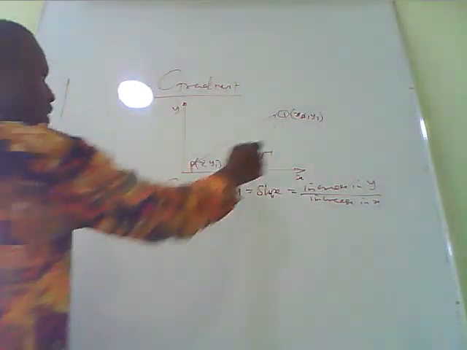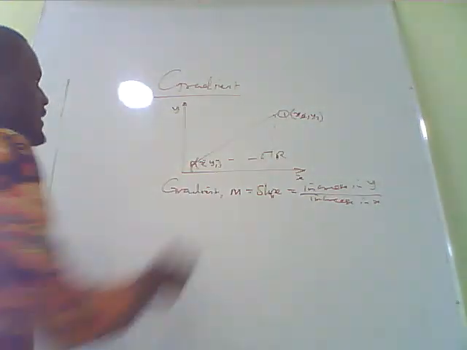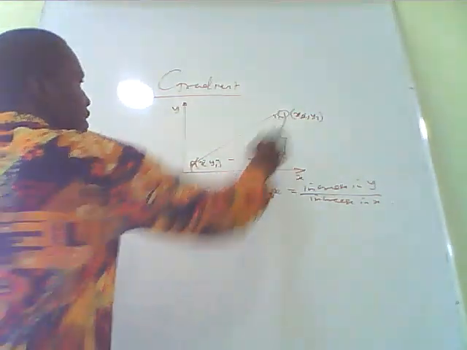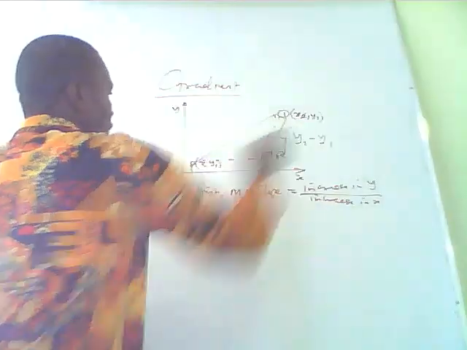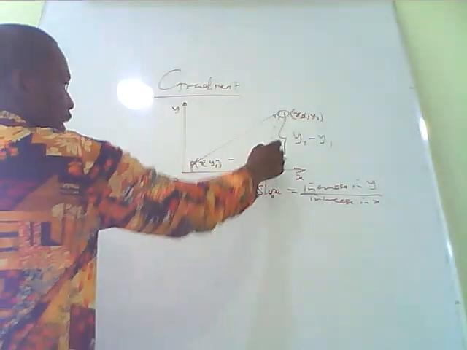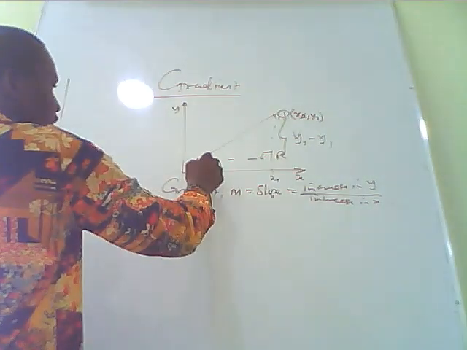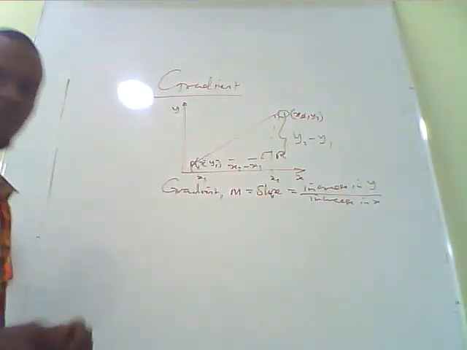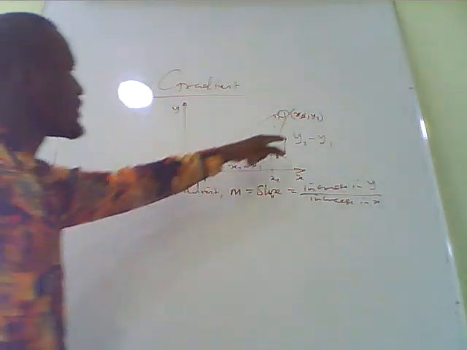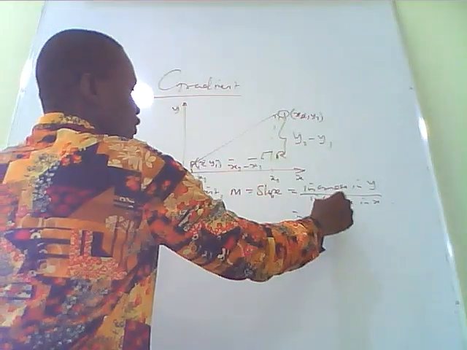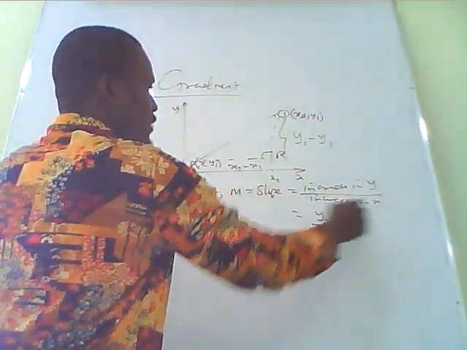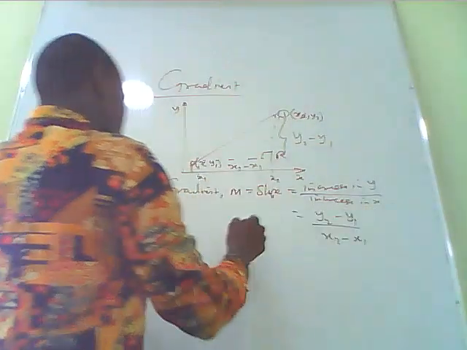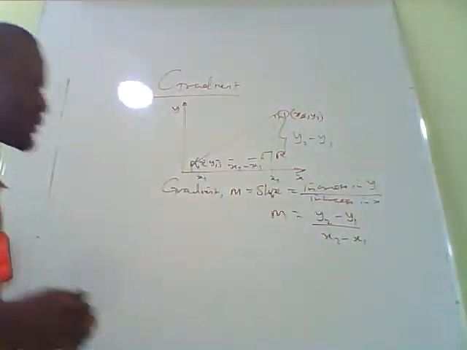So what is actually the increase in y? The increase in y is this line, which is distance y2 minus y1, and increase in x is going to give us x2 minus x1. So the increment is actually y2 minus y1 over x2 minus x1, which is actually our slope.